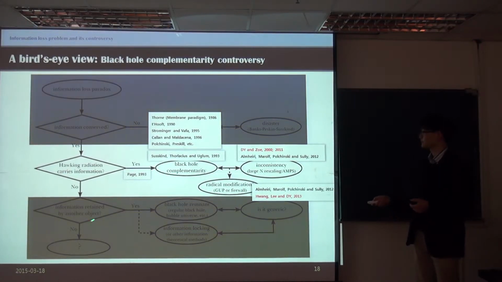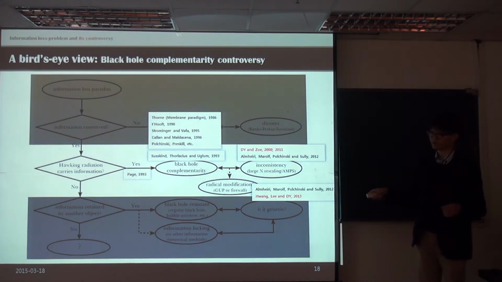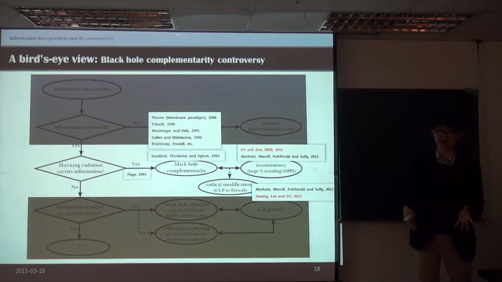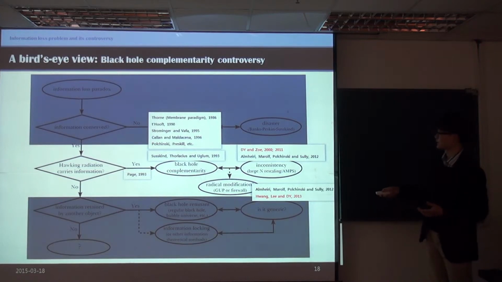If we say yes, according to Page's argument, then we should reach the idea of so-called black hole complementarity. It was formally suggested by Susskind, Thorlacius and Uglum in 1993. But before and around this paper, lots of mainstream physicists suggested this idea. One is Gibbons's membrane paradigm, and the other is 't Hooft's holographic principle and complementarity. In this paper, 't Hooft commented about complementarity in black hole physics, although it was not exactly the same as Susskind's complementarity.